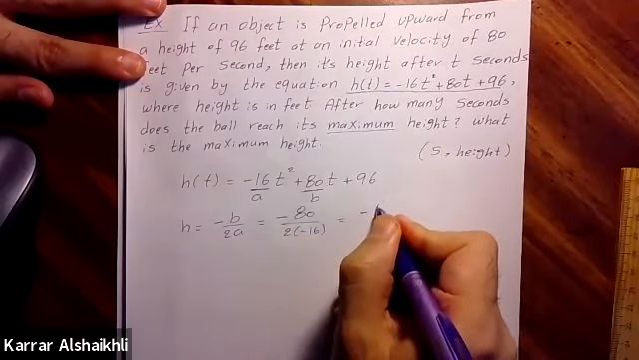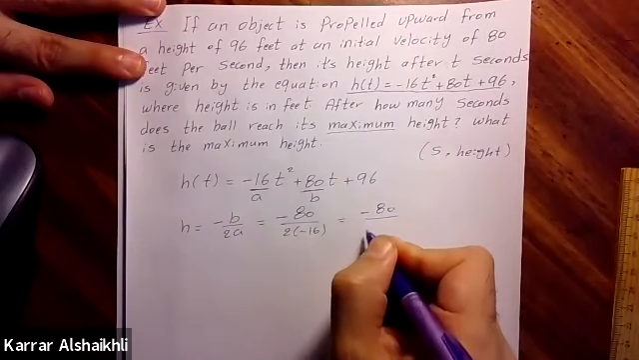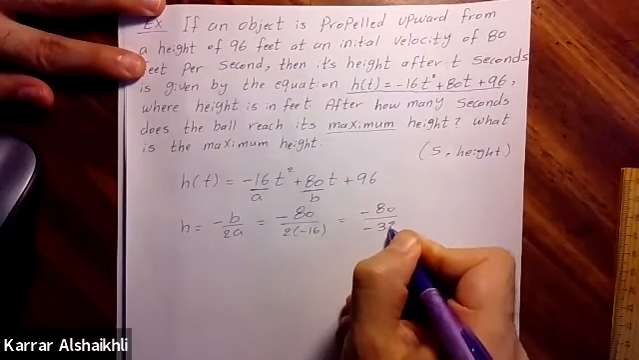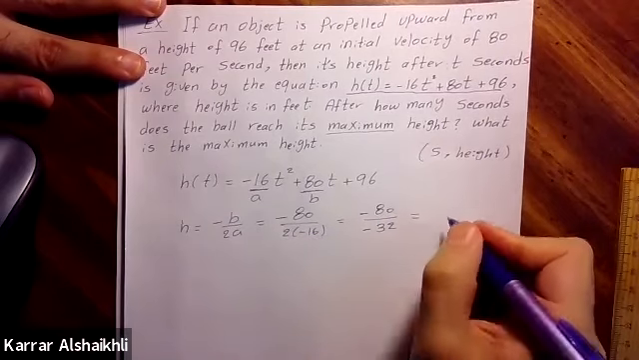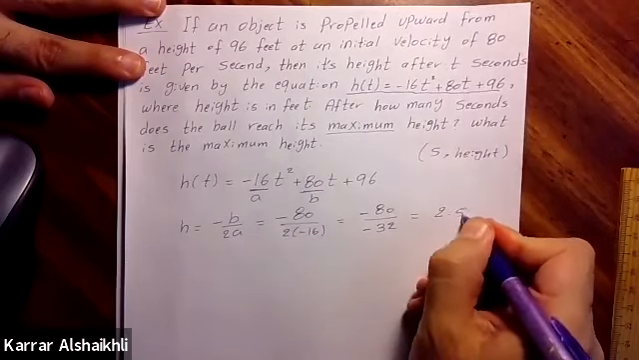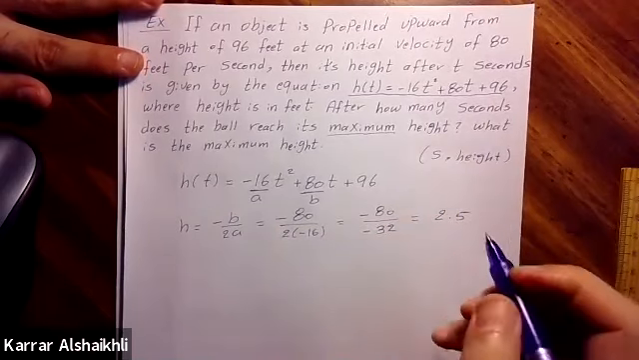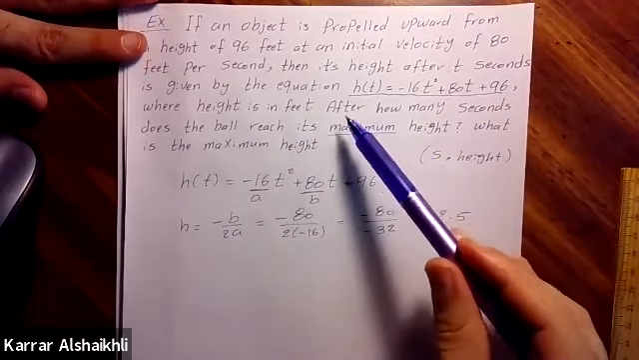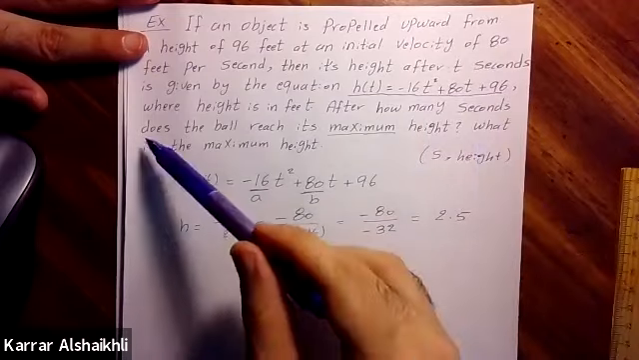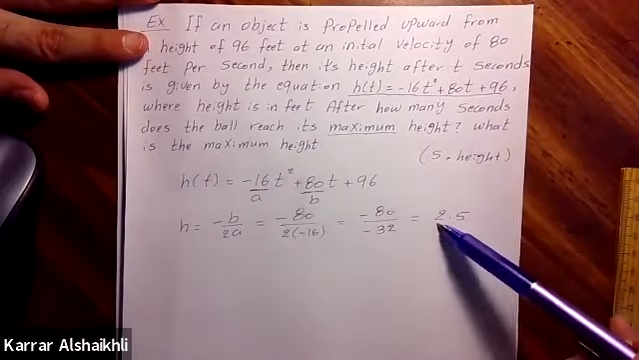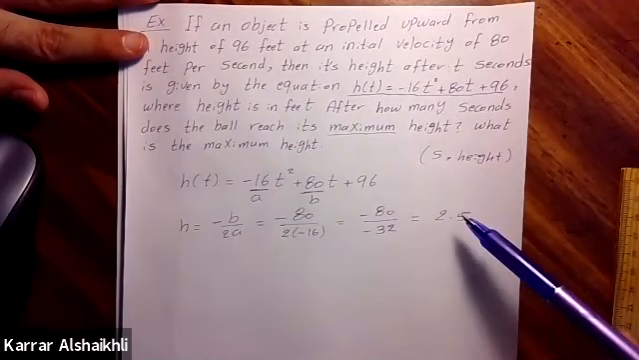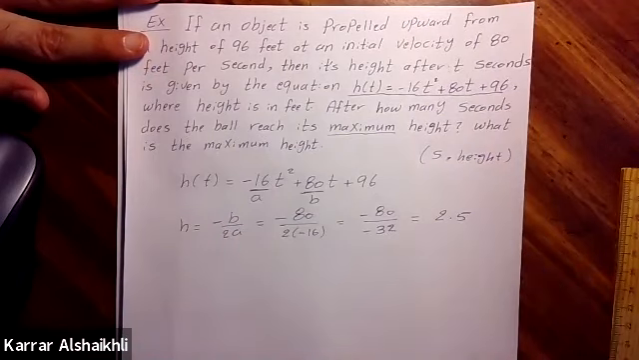So it's going to be negative 80 over negative 32, because 2 times 16 is going to be negative 32. Divide these two numbers, it's going to be 2.5 seconds. That means they ask you, after how many seconds does the ball reach its maximum height? In 2.5 seconds, the ball reaches the maximum height.